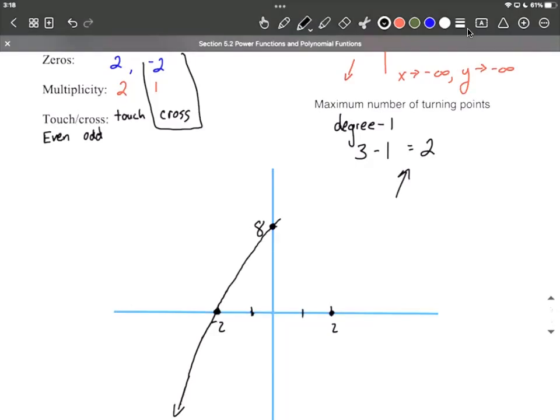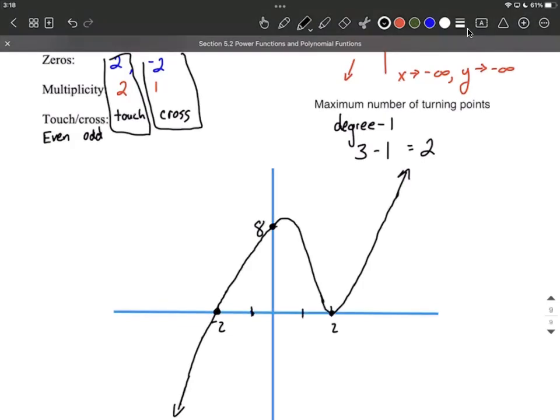And then the next point we get to is at positive 2. So at positive 2, we said that it touches. So I'm going to come down here, touch the x-axis, and come back the same direction. And notice the only other place we have to get to is our end behavior has to go up and to the right at the end. Now let's think, did we get the right number of turning points? Or did we exceed our maximum number of turning points?